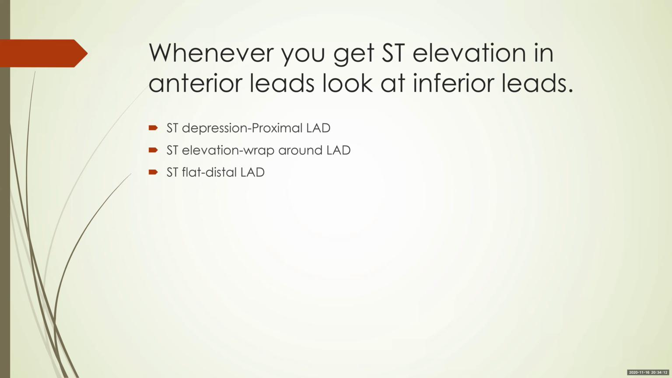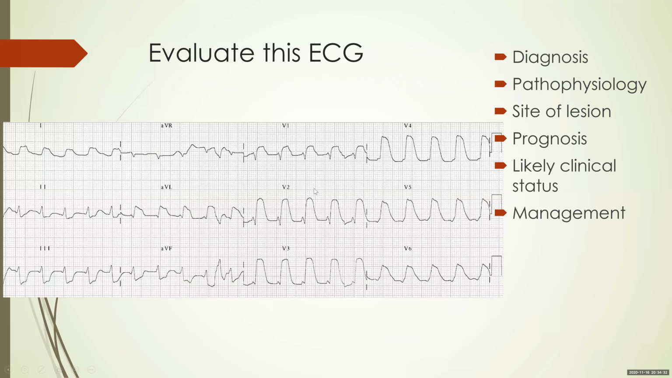Now, wraparound LAD is an LAD which supplies the apex, continues beyond the apex, wraps around the inferior wall and supplies the inferior wall. So, ST elevation in the inferior leads signifies a wraparound LAD. If you get a flat ST segment in the inferior leads, it signifies a distal LAD. Now, here you can see ST elevation in the anterior leads. We are looking at the inferior leads and see ST depression. So it signifies a proximal LAD.